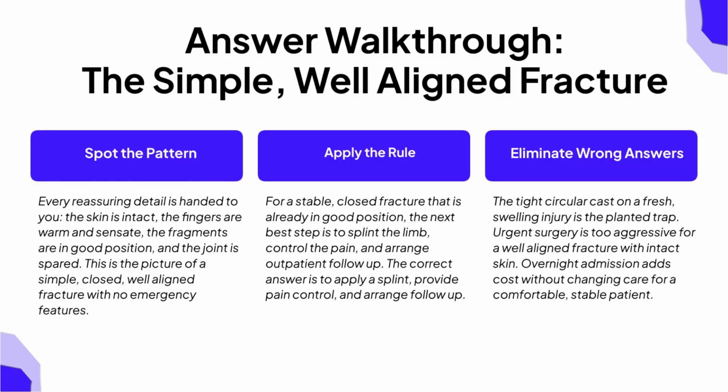Let us reason through it. Spot the pattern first. Every detail in this stem is reassuring. The skin is intact, the fingers are warm and sensate, the fragments are in good position, and the joint is spared. That is the very definition of a simple, closed, well-aligned fracture with no emergency features. Now apply the rule. For a stable, closed fracture that is already lined up, the next best step is to splint the limb, control the pain, and arrange outpatient follow-up. So the correct answer is to apply a splint, provide pain control, and arrange follow-up.